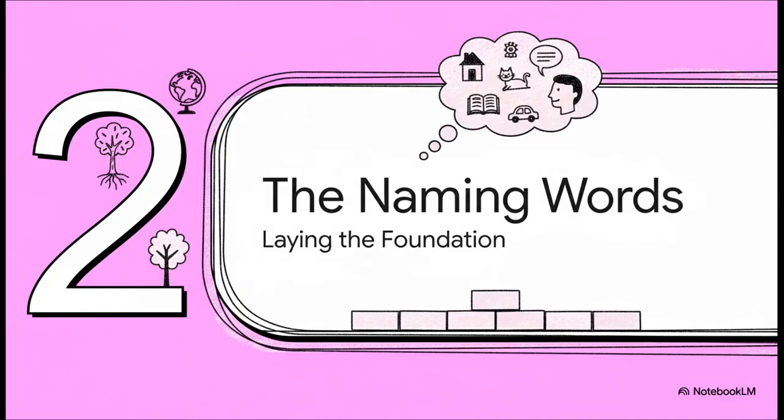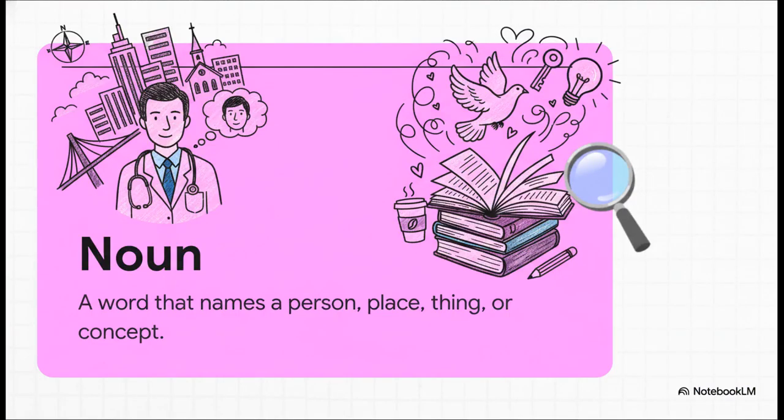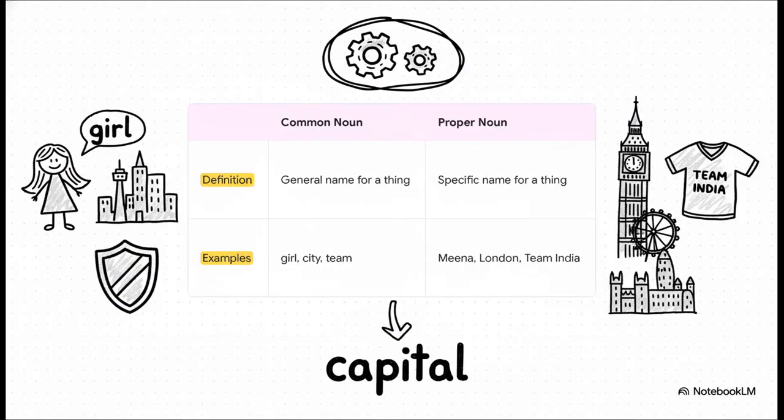Every good structure, whether it's a building or a sentence, needs a solid foundation. And in language, that foundation is built with the naming words. First step, and probably the most important block, is the noun. Super simple. A noun is just a name. It could be a person, like a firefighter, a place, like a beach, a thing, like a guitar, or even a big idea, like justice. If you can name it, you're probably looking at a noun. Now, nouns come in 2 main flavors. You've got your general, everyday common nouns like girl or city, but when you need to be specific, you use a proper noun like Mina or London. And here's the giveaway. Proper nouns always get a capital letter. It's like their VIP pass.